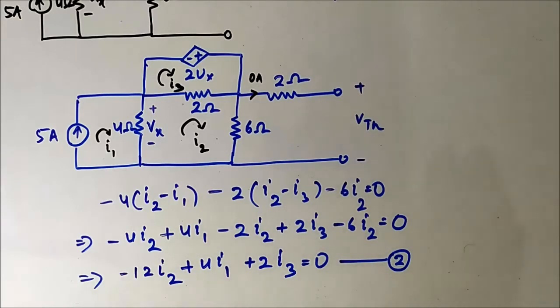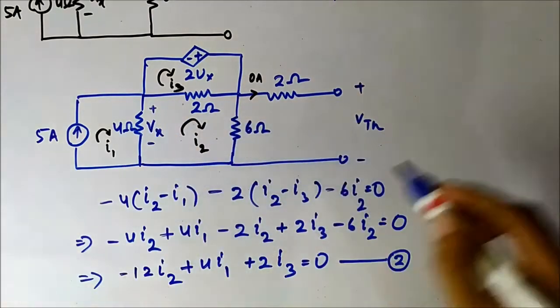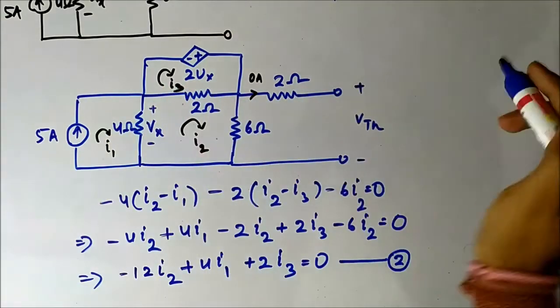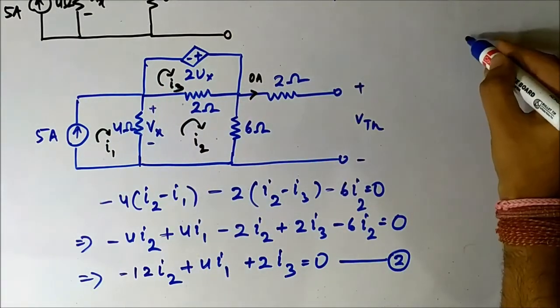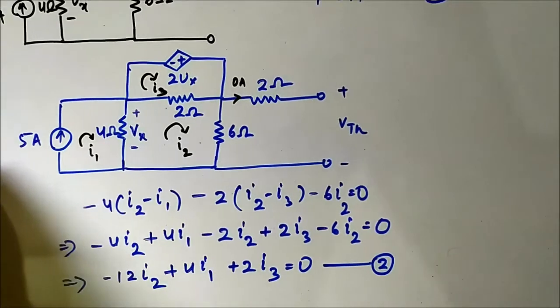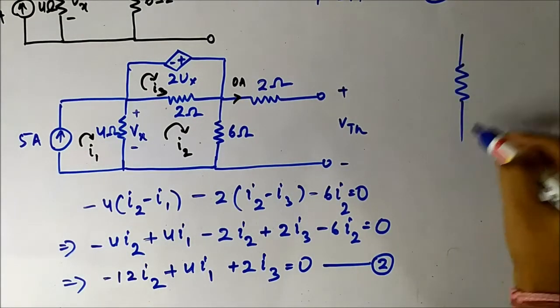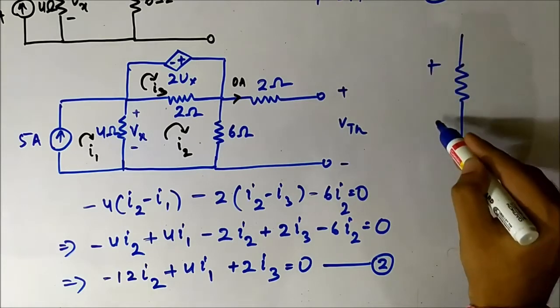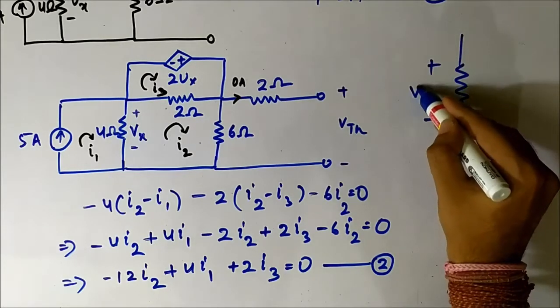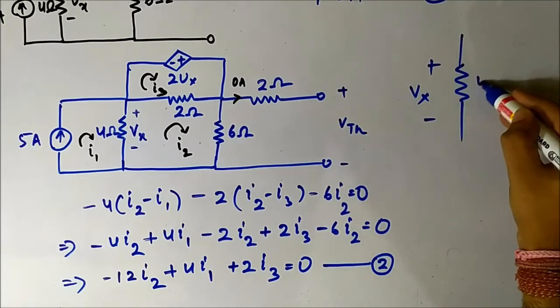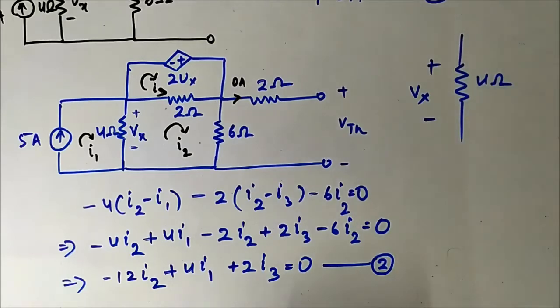Another important equation here is the equation of Vx. To determine Vx, as you see, this is the equation of Vx, the voltage drop across the 4 ohm resistor.